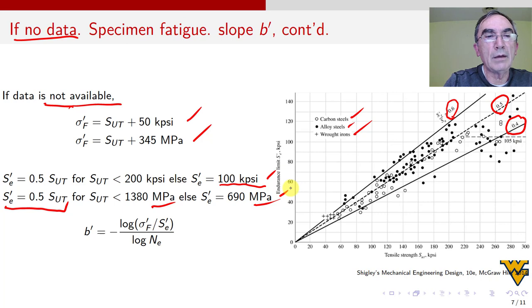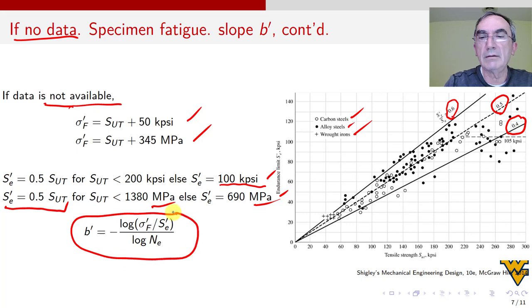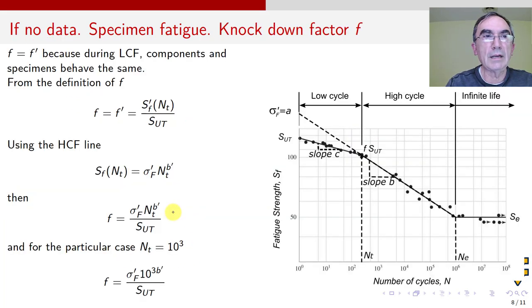So again, why do we need these estimations? To calculate the b prime with this formula, okay? Then, since we have b prime, let's go after f. Like I mentioned before, f and f prime are the same because during low cycle fatigue, component and specimens behave approximately the same. Now, from the definition of f, which is the same as f prime, it is the strength at N_T, in this case 100, divided by S_UT, which is 123, and that gives you f, okay? But that is if you have data.